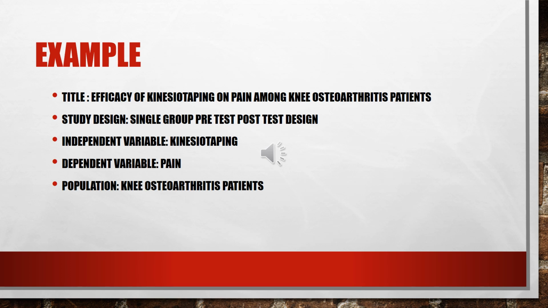Now, since we have understood what a null hypothesis and an alternate hypothesis are and the common terminology used to frame them, let's practice an example to understand how a hypothesis will be framed for a single group pretest post-test design. Suppose we take this example: the title of the study is the efficacy of kinesiotaping on pain among knee osteoarthritis patients. The study design here is basically a single group pretest post-test design.